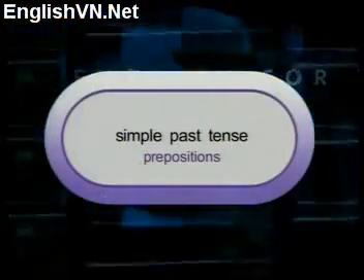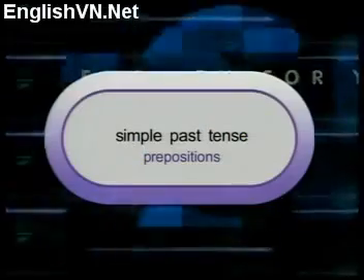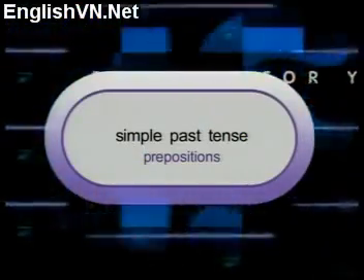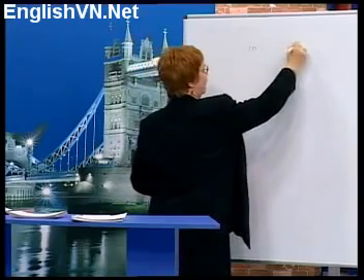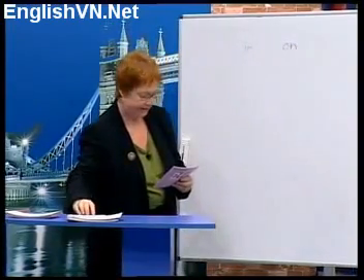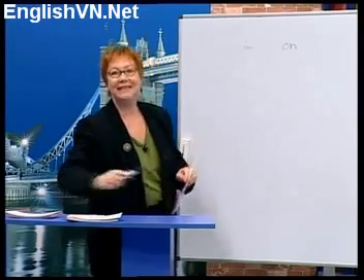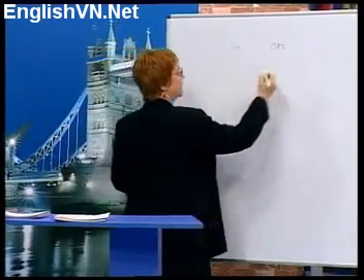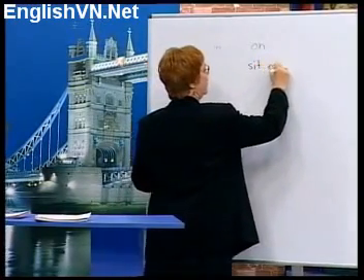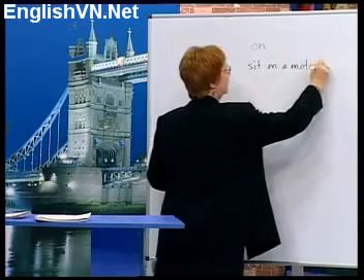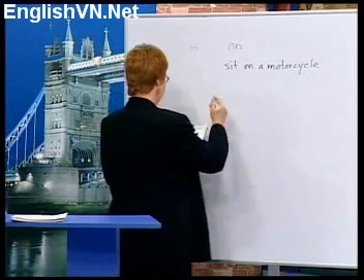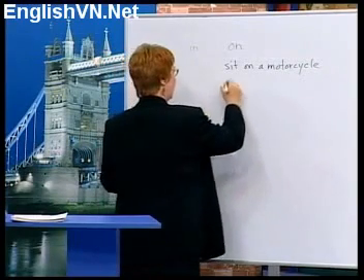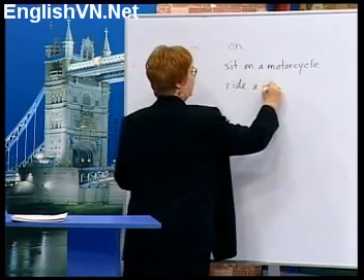Simple past tense. Prepositions. Now, notice the difference in the use of prepositions in and on. Let me change my pen here. Okay, we can sit on a motorcycle, but we drive a motorcycle, okay? Or we ride a motorcycle, okay?